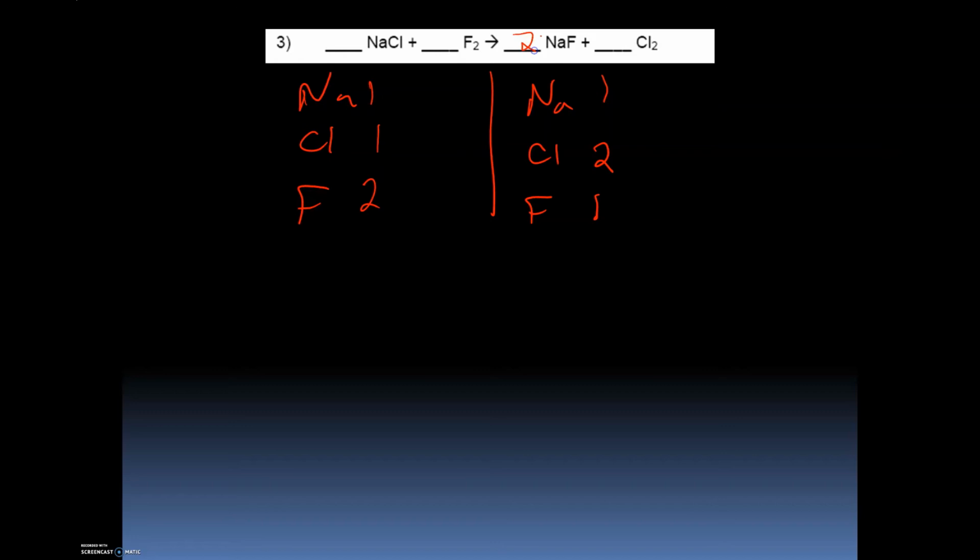So let's put a 2 in front of NaF. Now that gives me 2 Na's and that gives me 2 F's. So we balanced out our fluorines naturally. Now the sodium, on the other hand, is now not balanced.